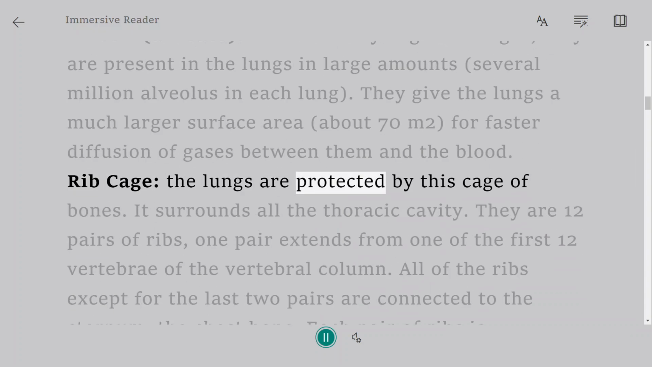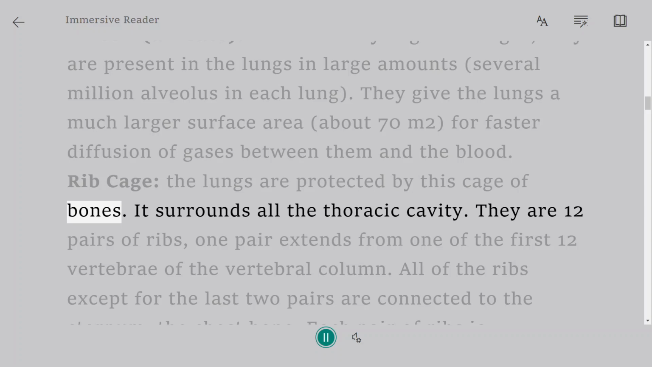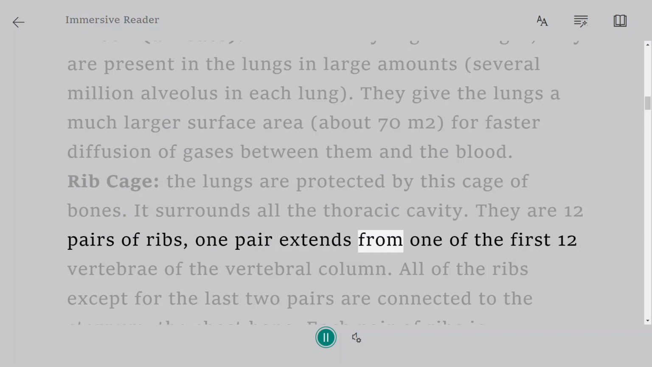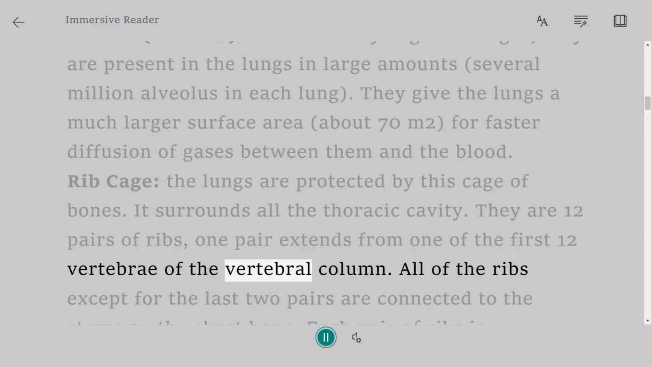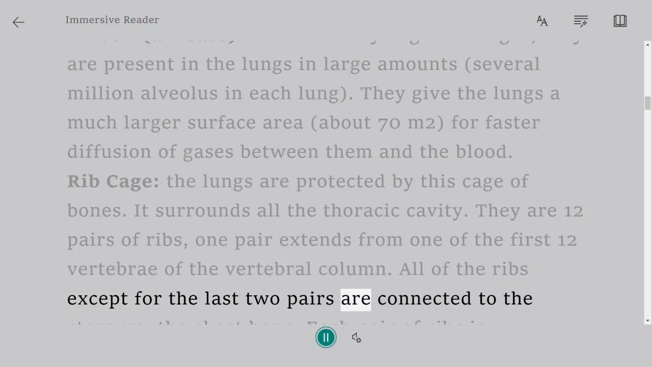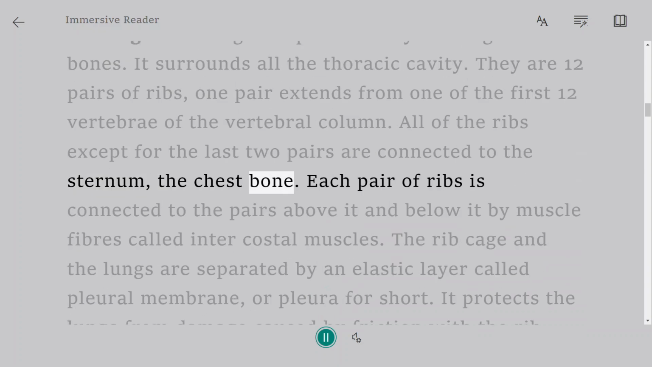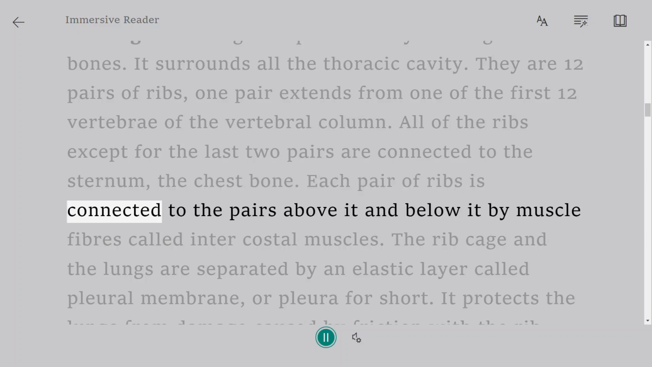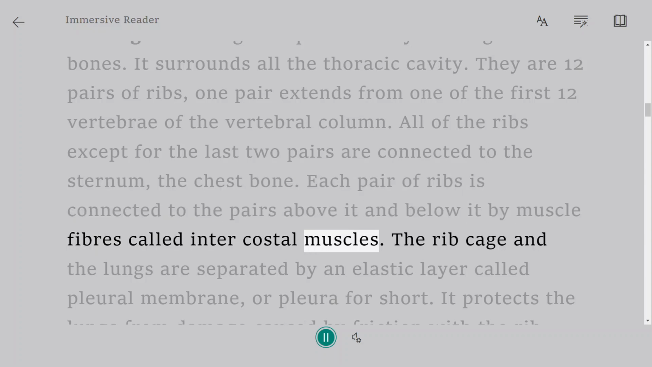Rib cage. The lungs are protected by this cage of bones. It surrounds all the thoracic cavity. There are 12 pairs of ribs. One pair extends from each of the first 12 vertebrae of the vertebral column. All of the ribs except for the last two pairs are connected to the sternum, the chest bone. Each pair of ribs is connected to the pairs above it and below it by muscle fibers called intercostal muscles.